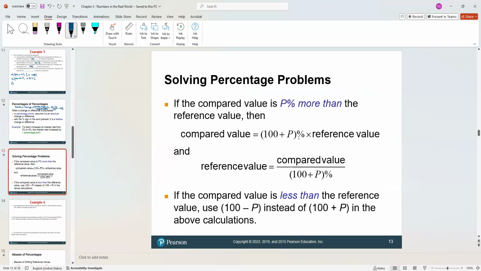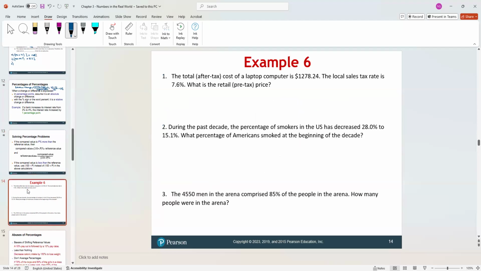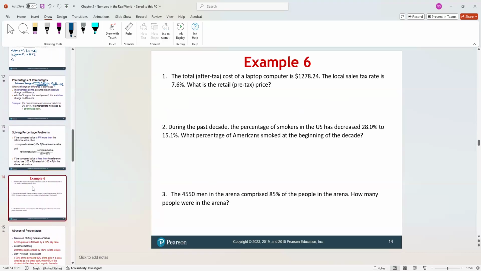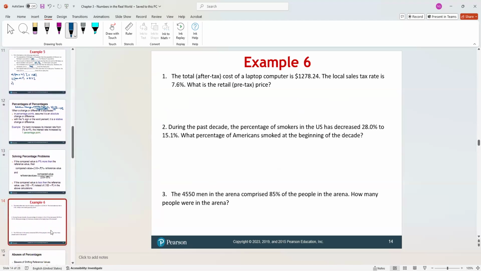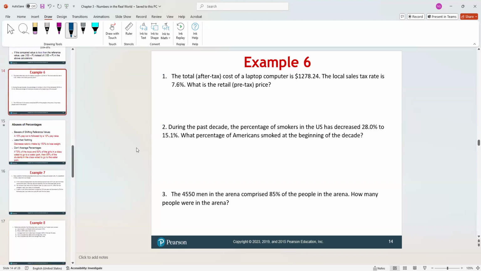Something we're going to see later: solving percentage problems. If the compared value is P percent more than the reference value, then the relative value would be the compared value over the reference. We're going to use this in examples too, and make sure we have enough time for all of it. We're almost done with this section, so let's go over these examples very quickly.